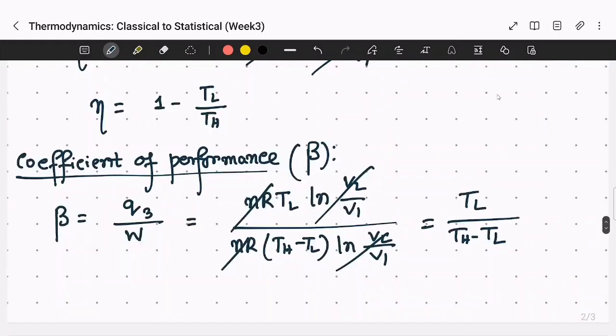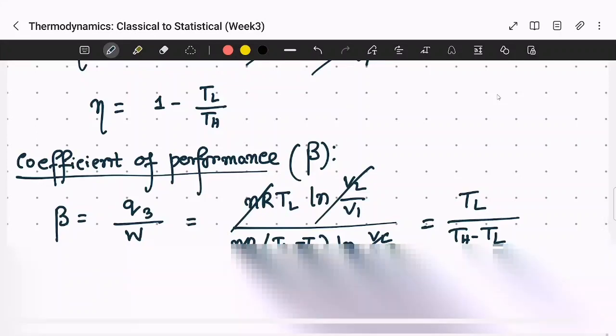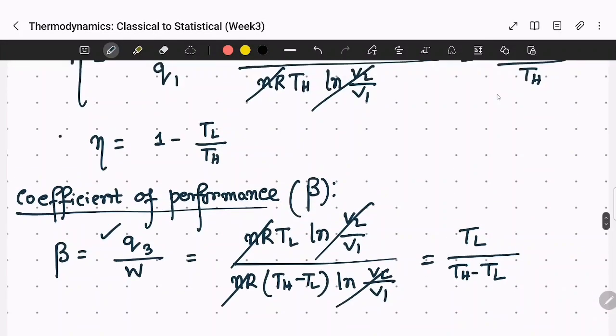This coefficient of performance is important because a large value of eta implies that the efficiency of that engine is good enough. Similarly, a small value of beta indicates that the coefficient of performance is better. It is the reverse one, because it says how much the waste heat is less, so beta is less. That is why beta carries that Q3 term.